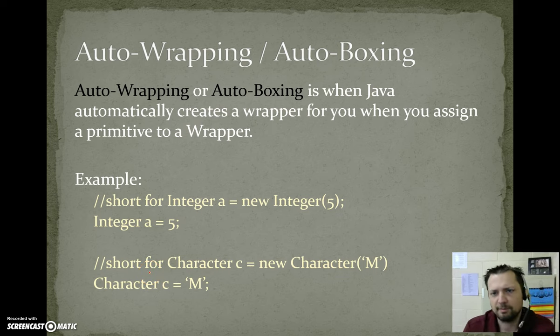All this wrapping and unwrapping stuff is kind of annoying, so luckily Java takes care of most of it for us. Autowrapping or autoboxing is when Java automatically creates a wrapper for you when you assign a primitive to a wrapper. So if I say Integer a equals 5, it's perfectly fine with that. What it actually does in Java is Integer a equals new Integer(5). It's taking care of all that work for us. It's automatically wrapping the object. If we say Character c equals 'm', it's automatically doing Character c equals new Character('m').